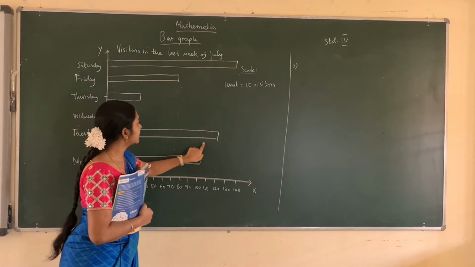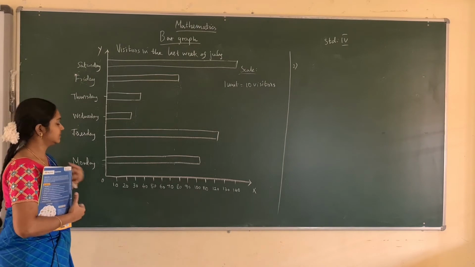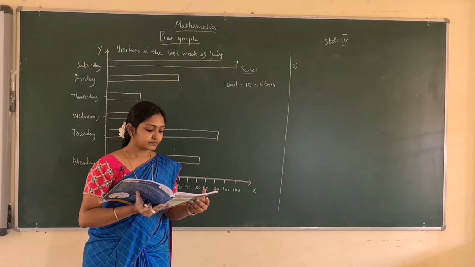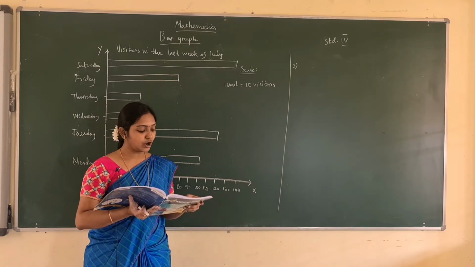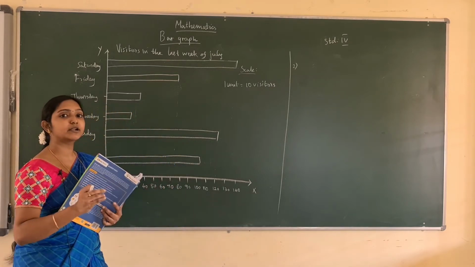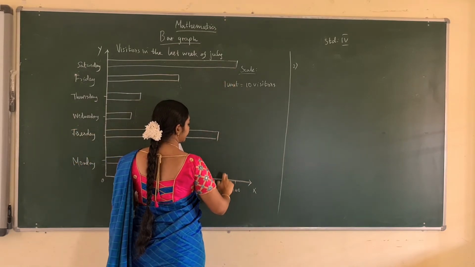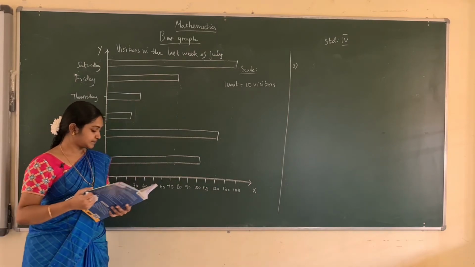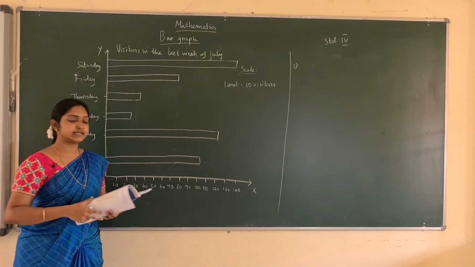Find the rectangular bar with maximum height. It is Saturday. So on Saturday the museum has the maximum visitors. Next question: how many people visited the museum on that day? So we have to find the number of visitors on Saturday. It is 130. So the answer is 130 people visited the museum on Saturday.